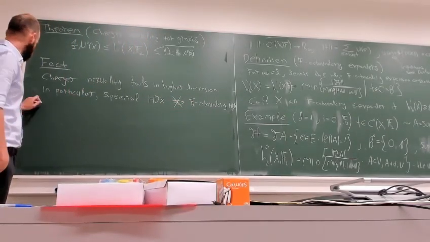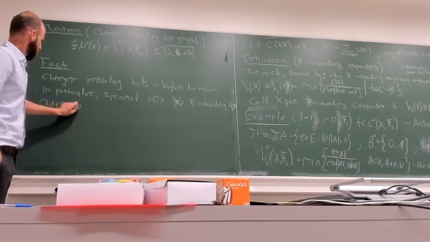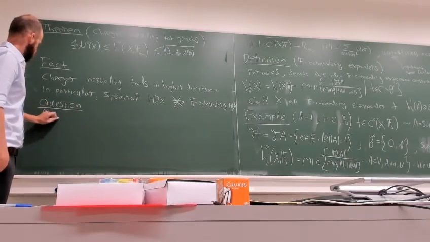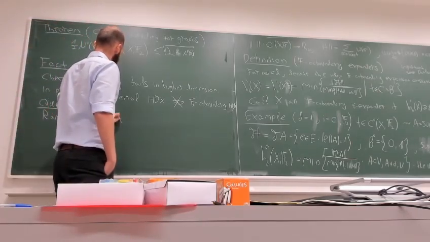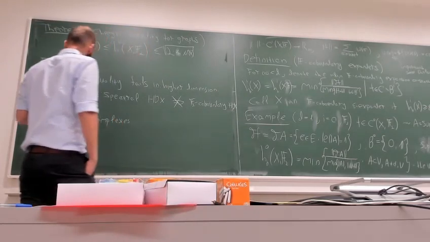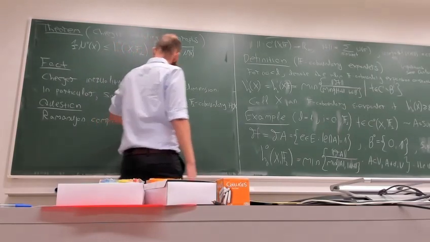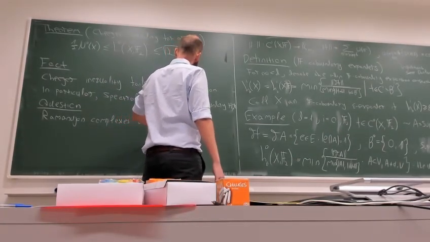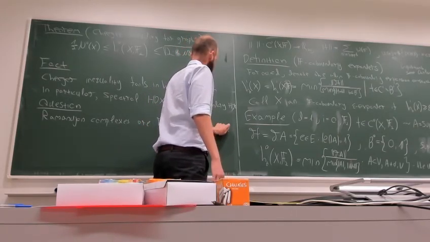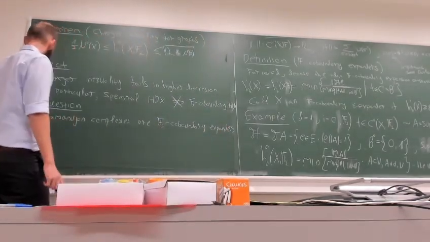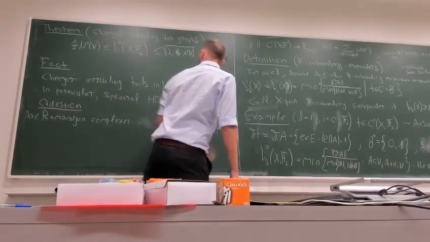So one can guess that maybe Ramanujan complexes are F2 coboundary expanders. Are Ramanujan complexes F2 coboundary expanders? And the answer is no.